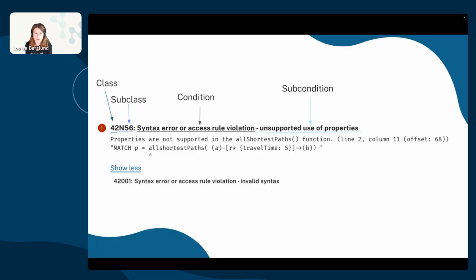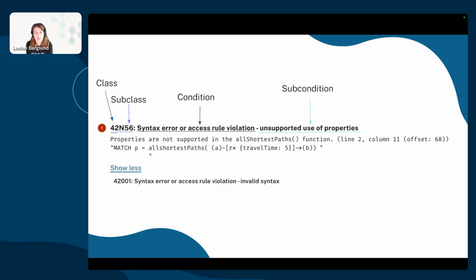Each GQL status consists of a class and a subclass. The class is the first two digits. In this case, it's 42 for both these errors, which means it's a syntax error or access rule violation. So you don't have permission to do something. And then we have the subclass, which is the three remaining characters, in this case, N56. This provides a little bit more hierarchy. So for example, if you want to do something special for all syntax errors or all procedure errors or all data exceptions or similar, you can look for just the class.